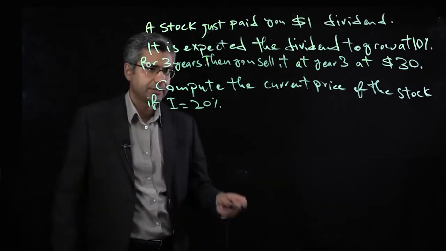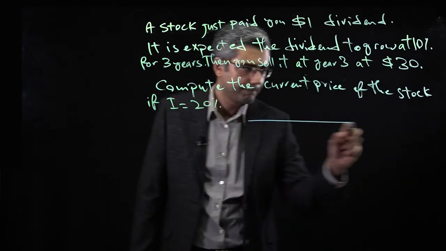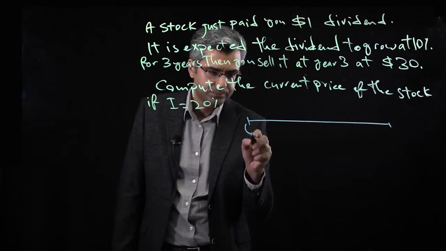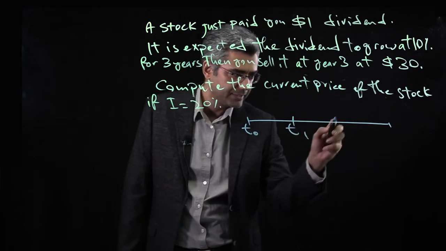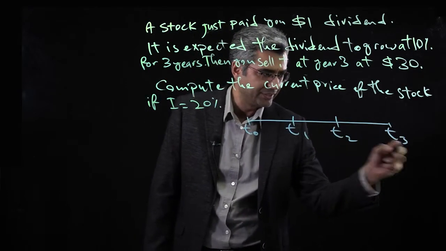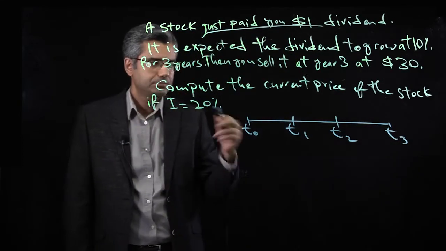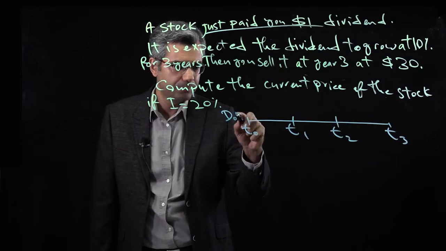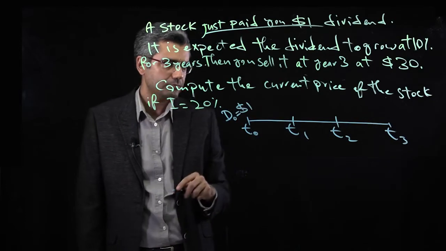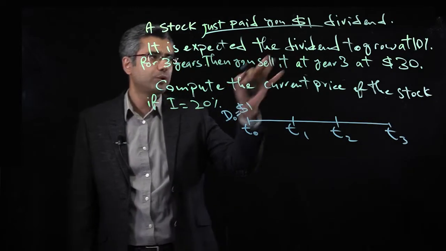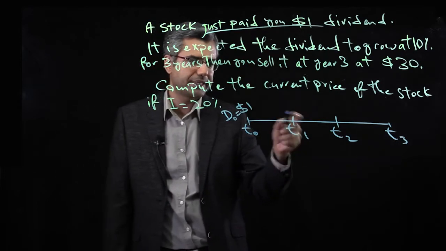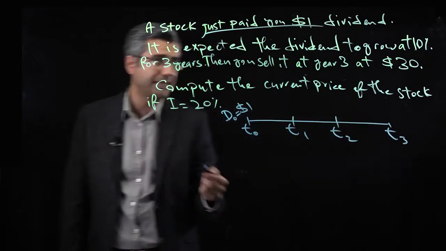So let me draw the timeline. Today, next year, at the end of year 2 and year 3. The stock just paid a dividend, which means D0 is $1. And the dividend is growing at 10% for 3 years, so I can compute D1, D2, and D3 as well.